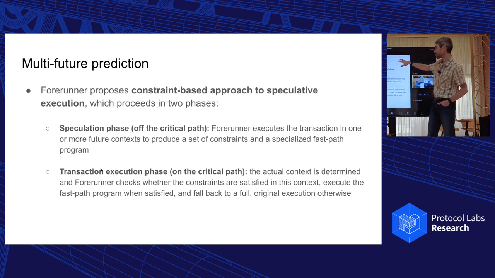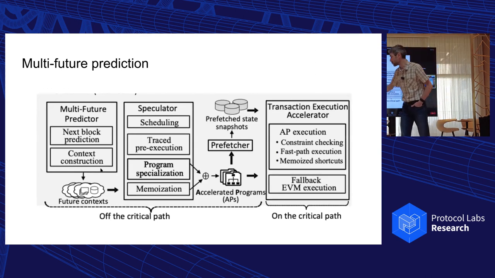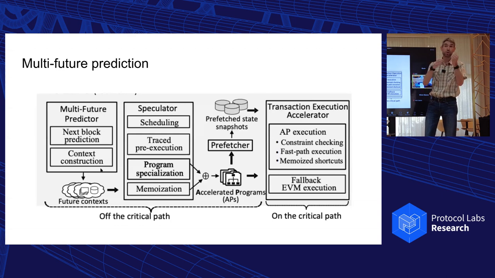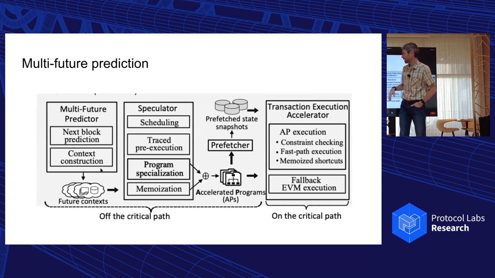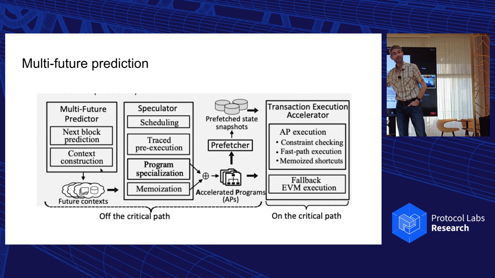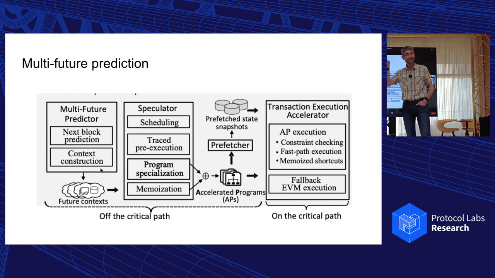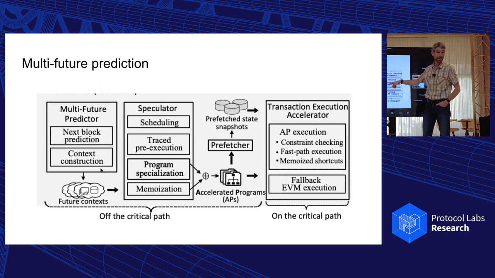And this is the overall architecture. You have the future context, so there are multiple futures that can occur depending on which transaction will be ordered before which one in the next block that will be produced. So they produce some context, they do some prediction of what the next block will be. Okay, that might be this one, this one, this one. They perform program specialization. They use memoization techniques to cache the results and not perform memory accesses. This generates accelerated programs, AP, that then will be used at runtime to accelerate the execution of the transaction.